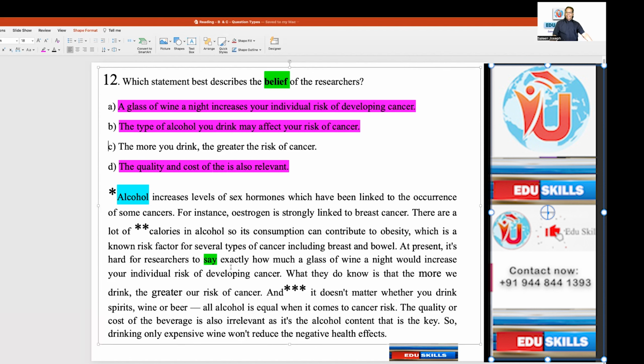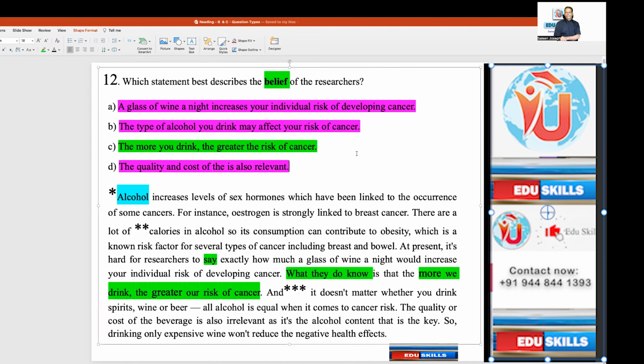So after say, where you have what they do know. See, what they do know is again a synonym of what? Belief, a synonymous expression. What you know is your belief, your opinion, right? What you know, you say. Is that clear? So again, say is here. What they know is that the more we drink, the greater our risk of cancer. The answer is directly given there, right? So what is the focus? Just to identify the belief, the opinion answers that will help you.